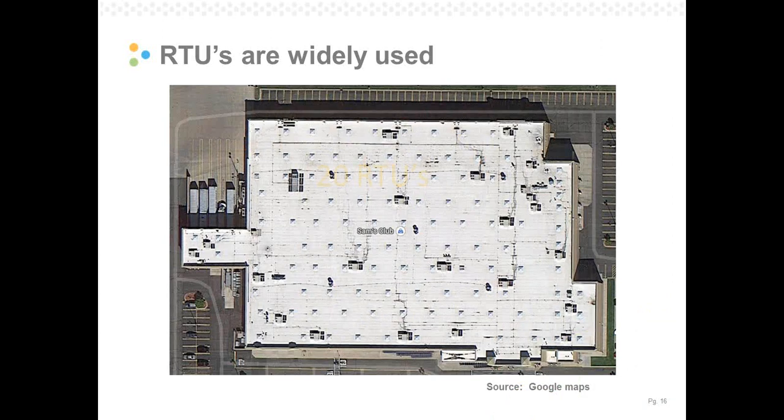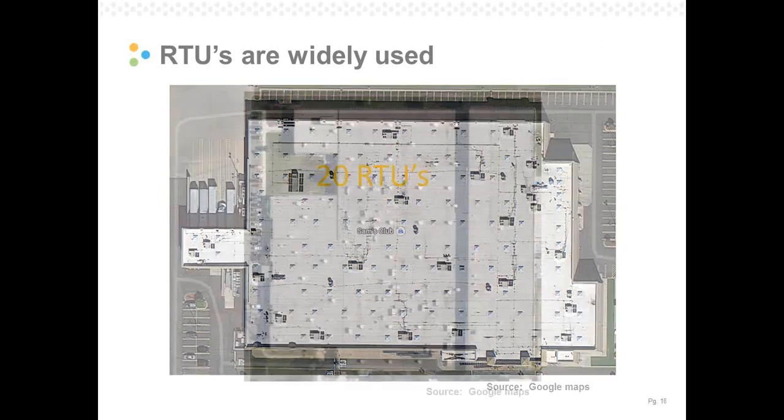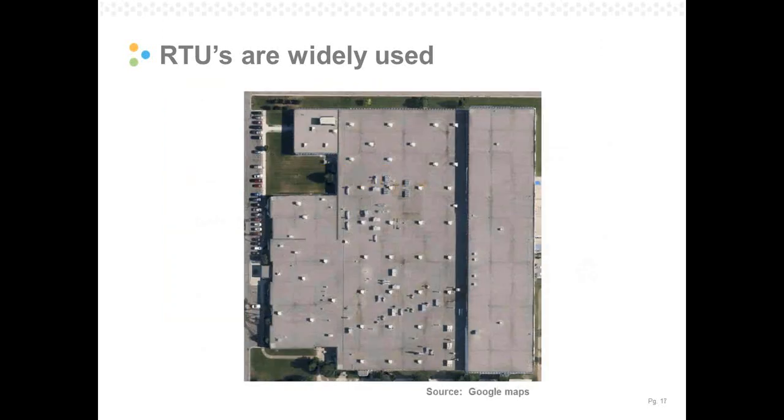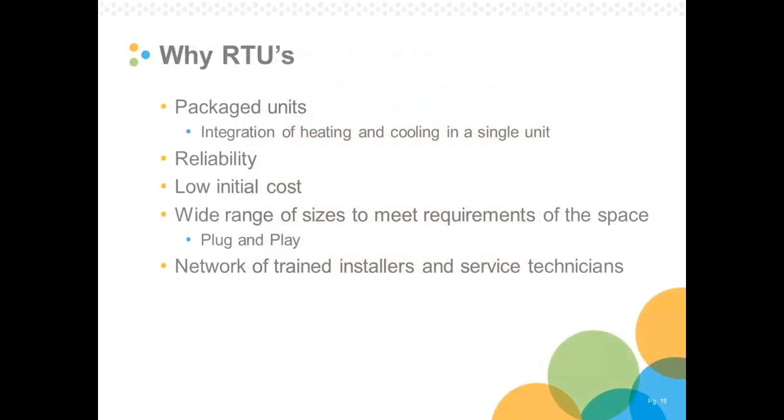This is also applicable across the big box retail sites. This is a Sam's Club. They have 20 RTUs located on their facility. And if you further cast this into manufacturing, this is a manufacturing facility that we've been working on. It actually has 50 RTUs on it. So you can see RTUs are used on a wide variety of space types and applications.